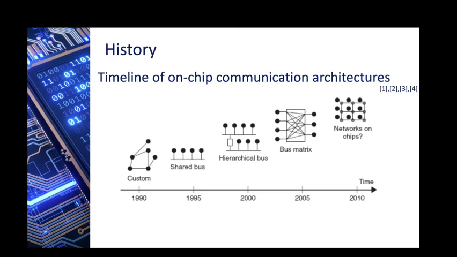So here's a timeline of on-chip communication architectures. In the early 90s, custom communication was well defined, yet a non-flexible implementation. By the mid 90s, the shared bus method utilized a common backplane connection to define a standard interface. This was then followed by the use of a hierarchical bus, which used multiple shared bus interfaces when a single shared bus did not provide adequate connectivity.